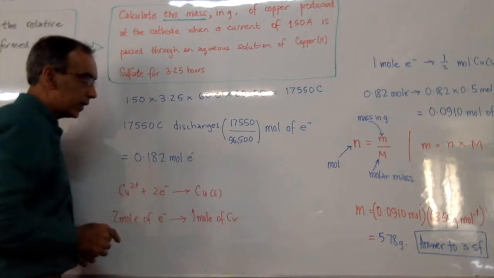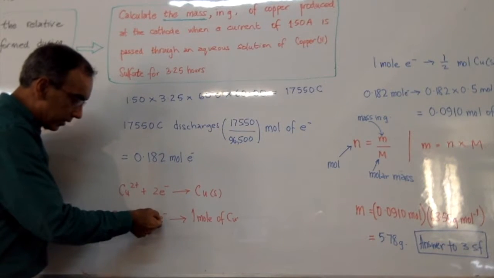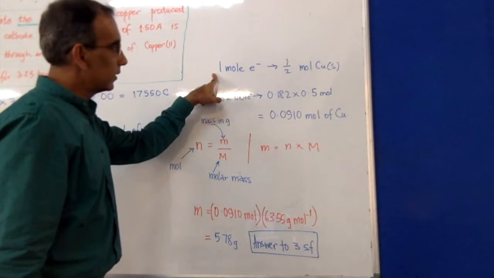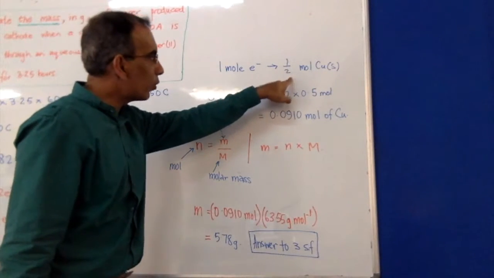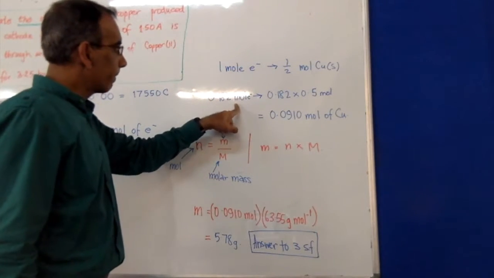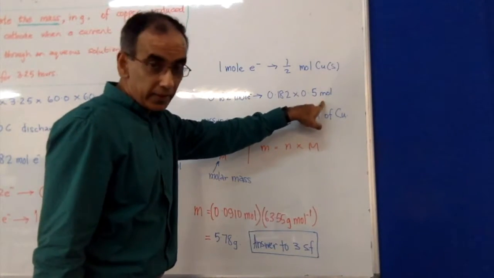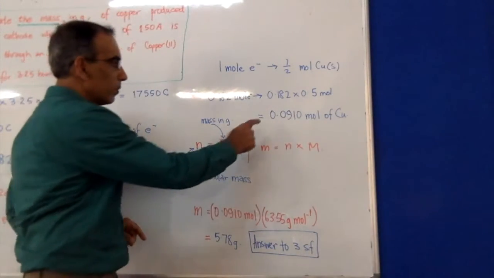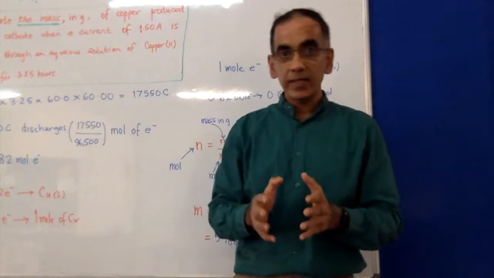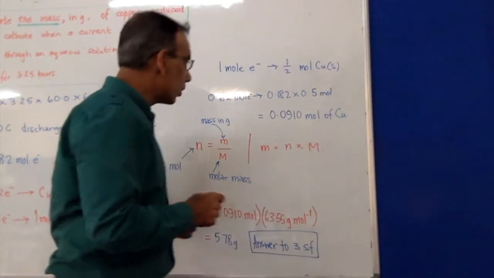0.182 moles. And 2 moles of electrons are required to produce 1 mole of copper. Then it follows that 1 mole of electrons would deposit half a mole of solid copper. That 0.182 of a mole would deposit 0.182 multiplied by 0.5. And this comes to 0.0910 moles of copper.